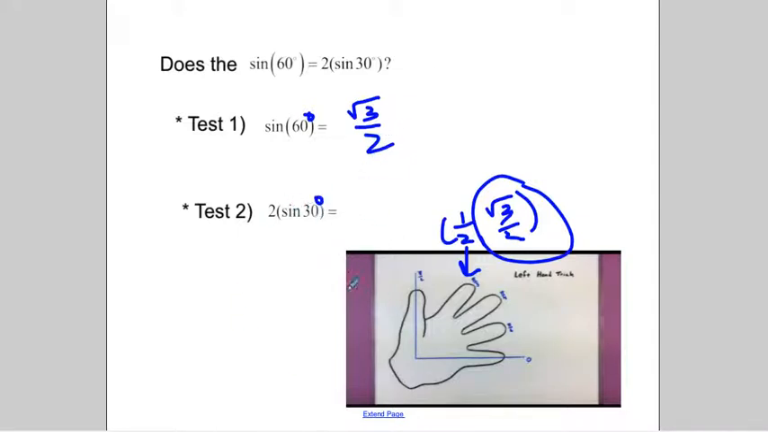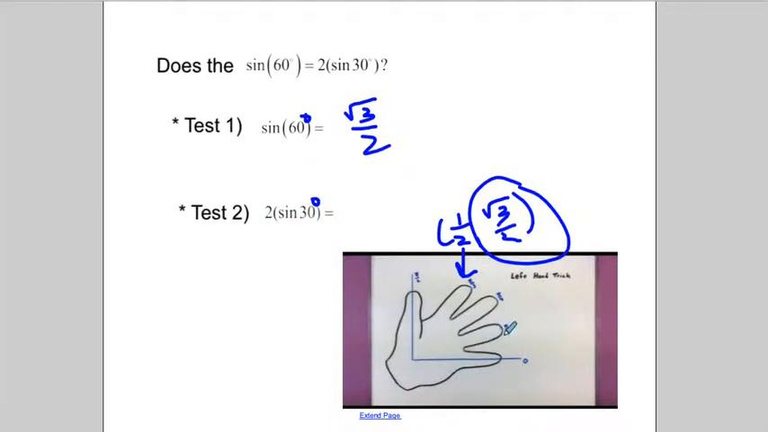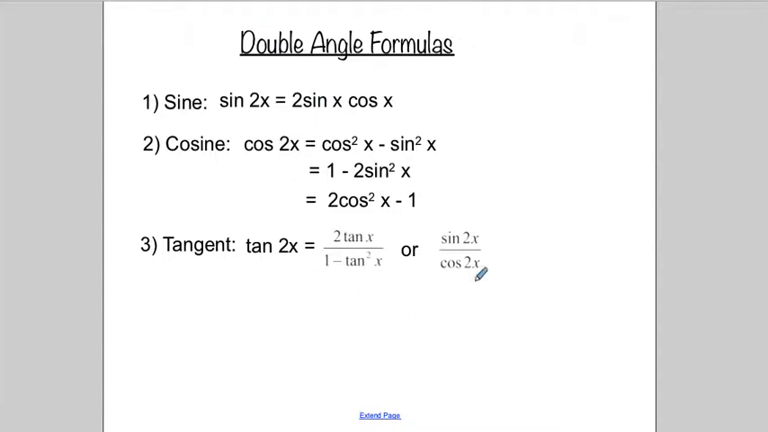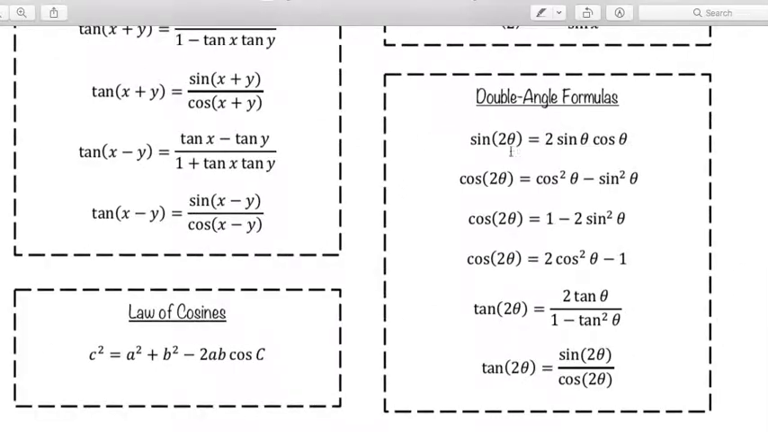Now if I do 2 times sine of 30 degrees, let's do the hand trick for 30 degrees. That would be this finger. If you fold it over, we'd have 3 fingers above, so our ordered pair is square root of 3 over 2, and then there's 1 finger below, so it would be 1 over 2. Once again, sine is your y value. So you take 2 times 1/2, which gives me 1. Are these two equal to each other? No, they are not. So if we ever want to do double angles, there's special formulas we need to use. Here are the double angle formulas. The good news is they are all on this formula sheet for you. There they are.